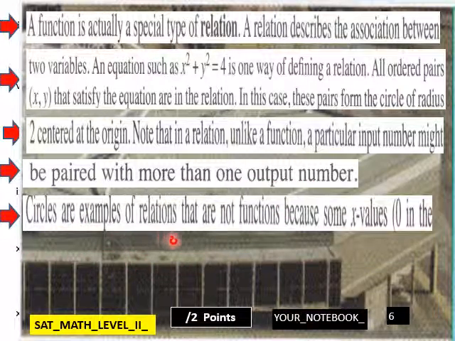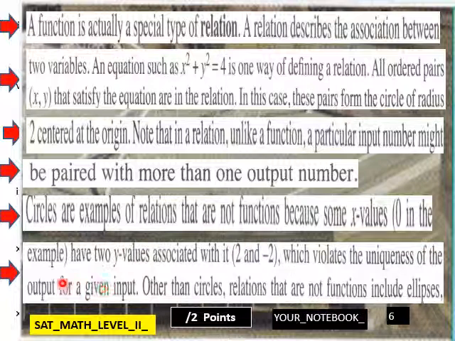Circles are examples of relations that are not functions because some x values, 0 in the example, have two y values associated with it, 2 and negative 2, which violates the uniqueness of the output for a given input.